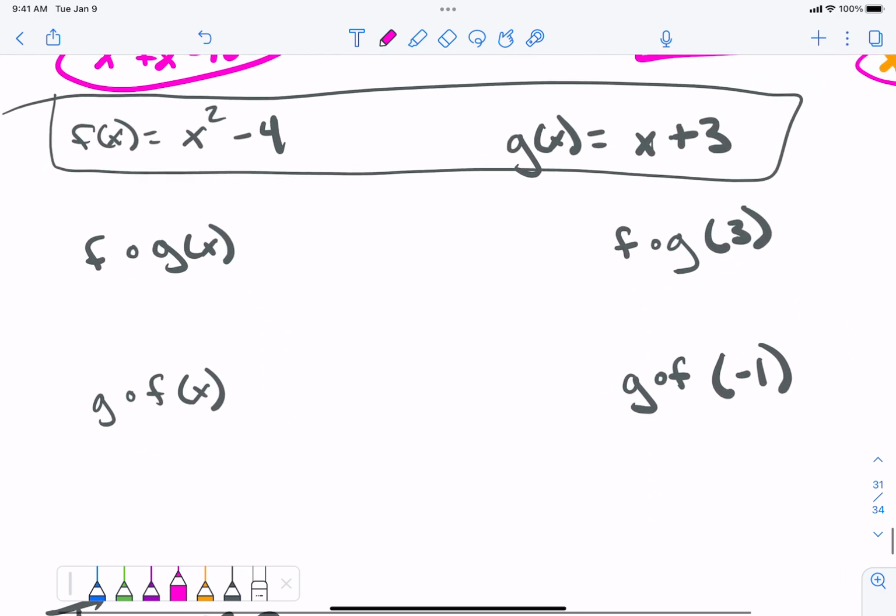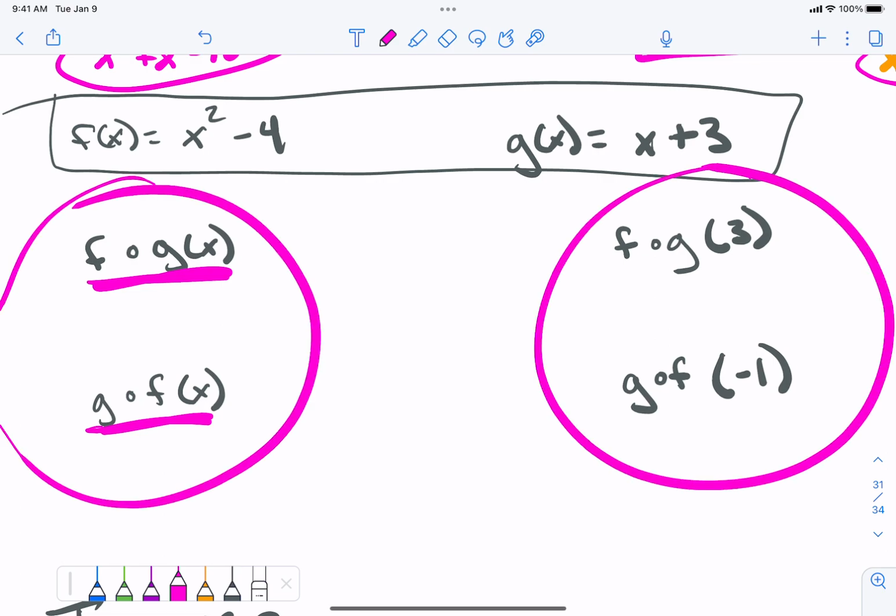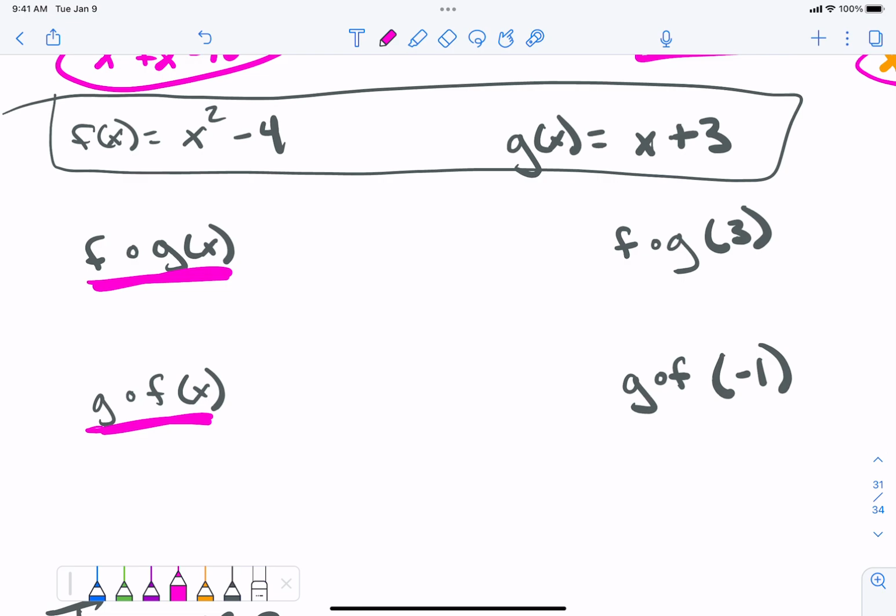Next. Here's your next set of 4, but you're not doing add, subtract, multiply, divide. We're doing f composed of g of x and g composed of f of x. This one you're not plugging numbers in. How do you do it when you're not plugging numbers in? Just put the whole equation. Yes, the whole equation of g goes into f. Okay, go. I'm watching.